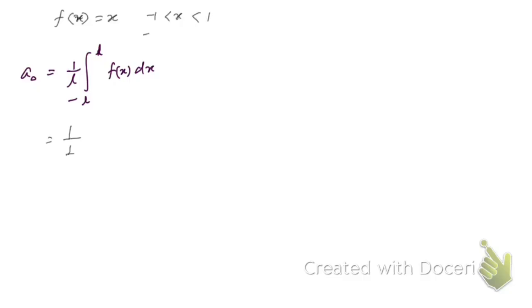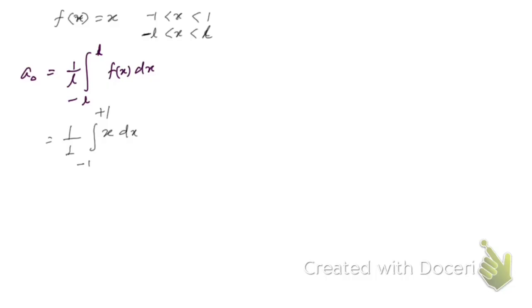So the function is f of x is equal to x, right? We are to find a naught, and here L is nothing but 1 because the interval is x greater than -1 and less than +1. So this is minus L to plus L, that means in this case -1 to +1. So here you see, -1 to +1 integration, f of x is nothing but x dx.